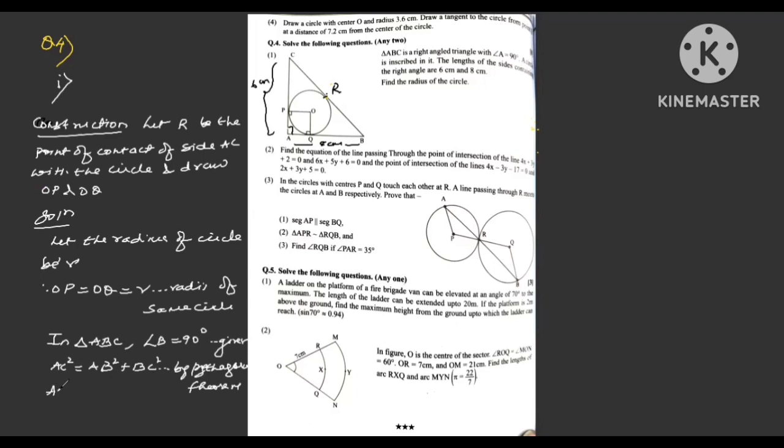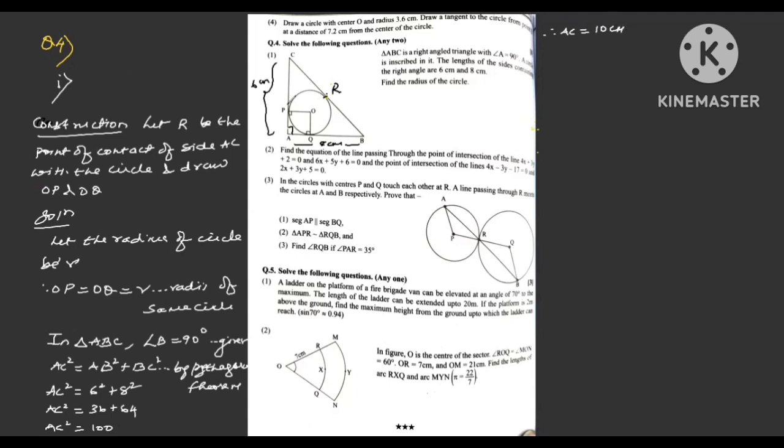Now put the values, children. AC square equal, what will it be, 6 square plus 8 square. AC square equal 36 plus 64. So AC square equal 100. Therefore, AC equal 10 centimeter. Now what do you do, children?